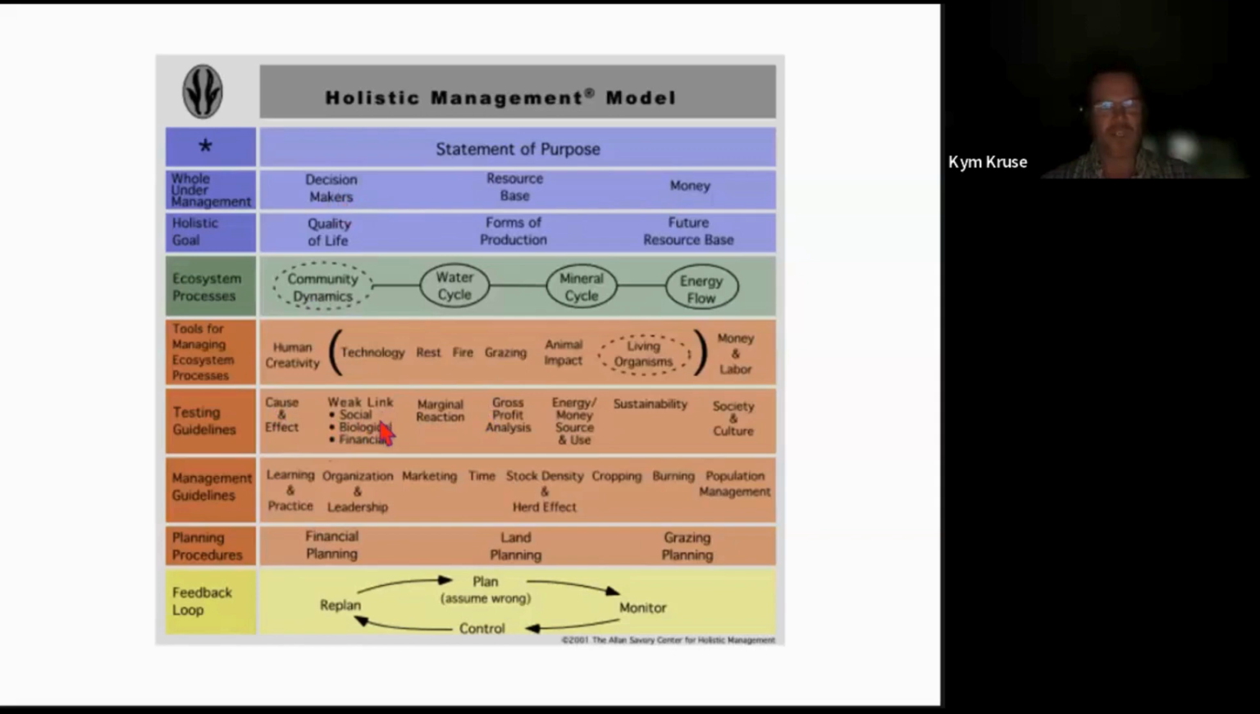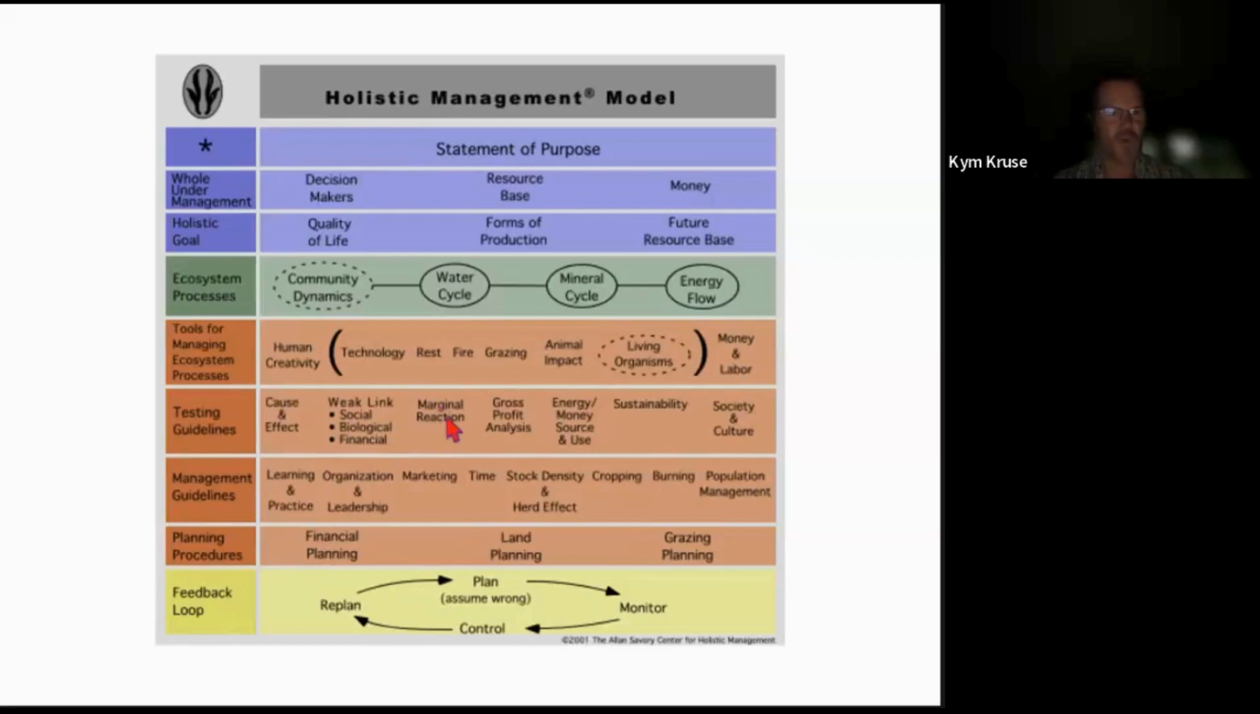The weak link question: if I take this action, am I going to create a problem with my neighbor? Does this action address the weak point in the life cycle of the organism you're trying to control? That's a biological question. And on a financial weak link, does this action strengthen the weakest link in the chain of production of my operation?